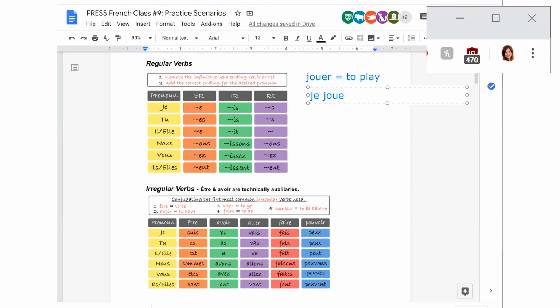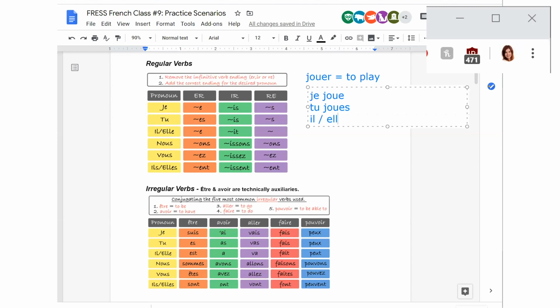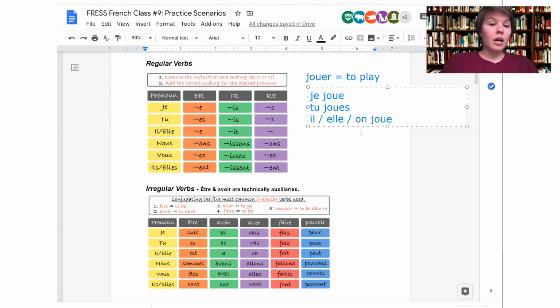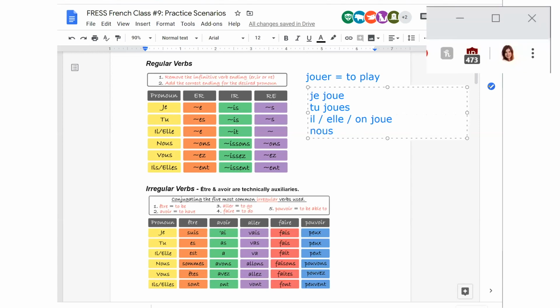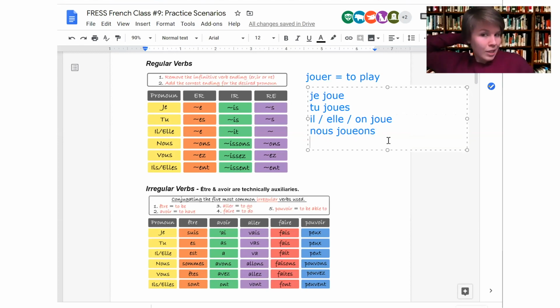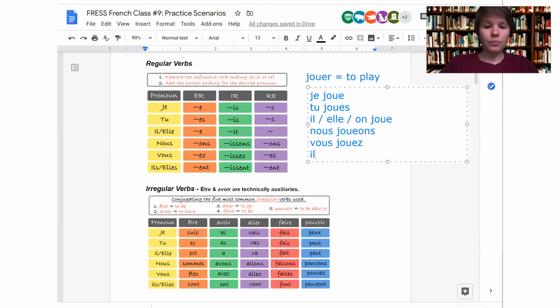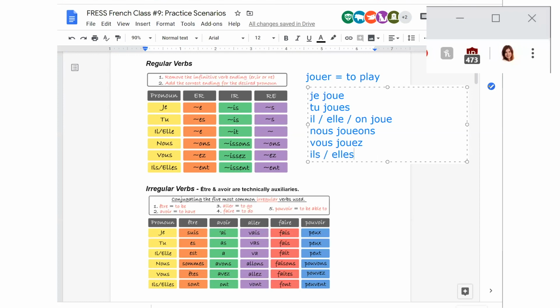E. Yes, exactly. And for tu? ES. Yes. Il, elle, or on? E. Yes, so with just an E. Nous? ONS. Yes. That's right. It's slightly different because it ends in an E. That's a funny one, but it's the same with manger. It's mangeons, jouons. It's got the little E there. Vous? EZ. That's right. And ils, elles? ENT. Exactly.